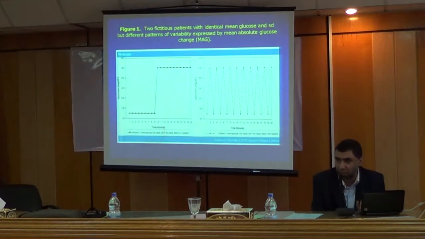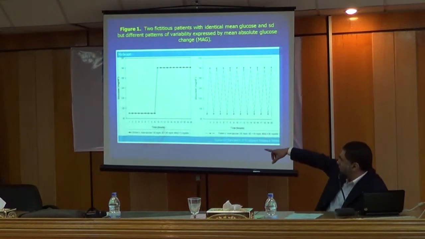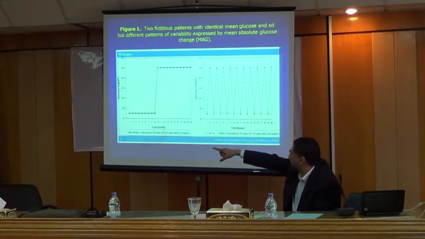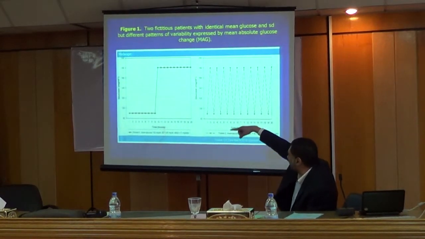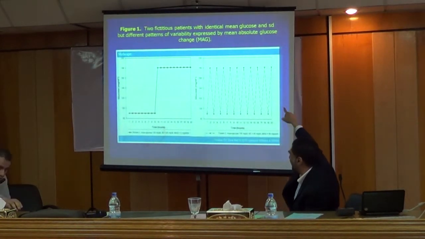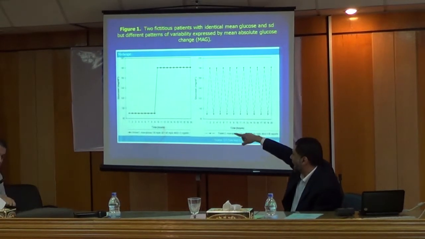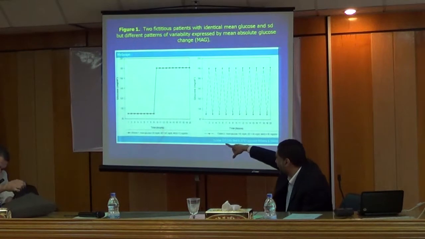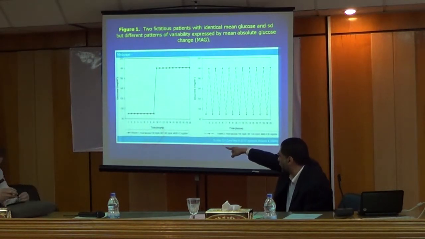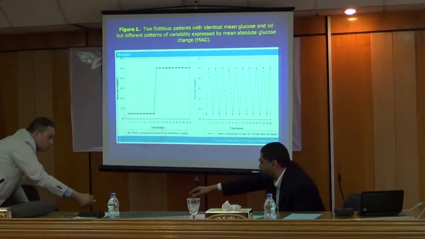And let us look at this slide. It's a very nice slide. Suppose two fictitious patients. We have here two patients. Patient one, the blood glucose was very low and stable, then all of a sudden gets a rise and keeps very high. The average is 135 milligram per deciliter, but the standard deviation is very low. The mean variation in glucose is 5 milligram per hour.